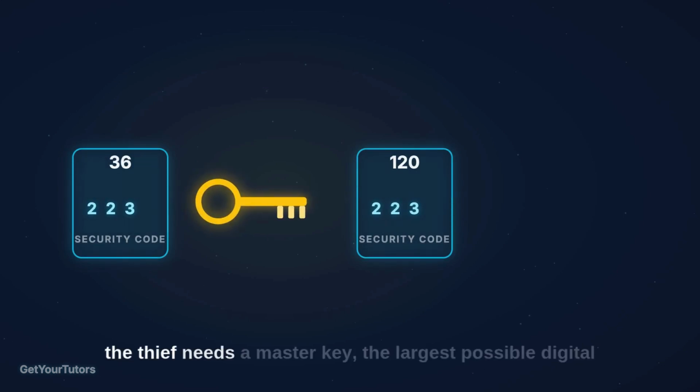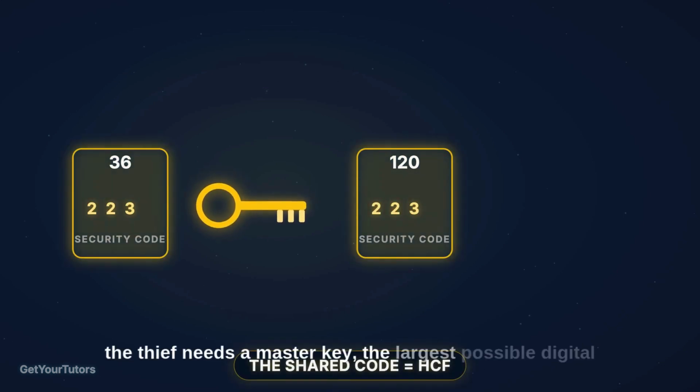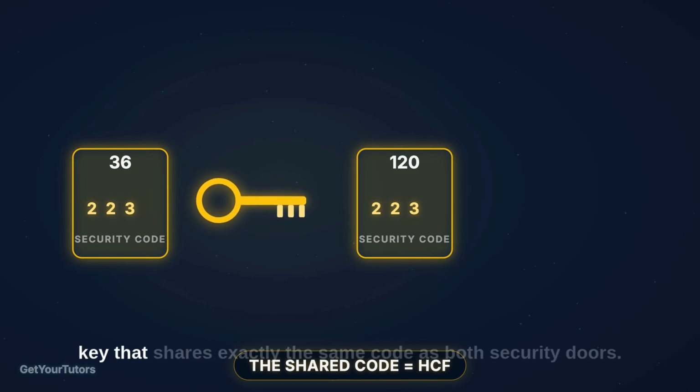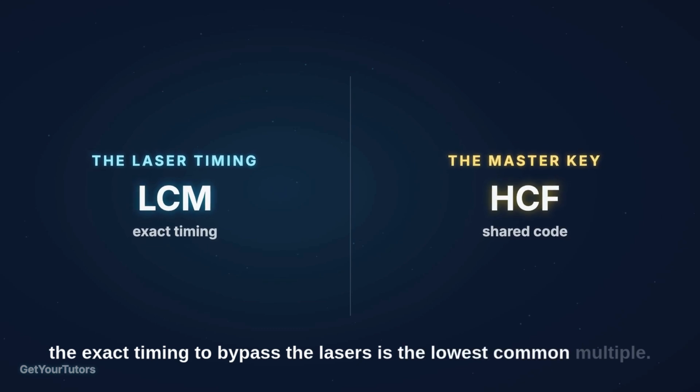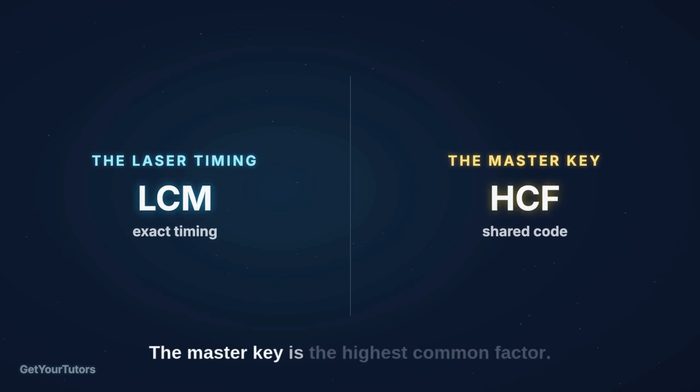Alternatively, the thief needs a master key, the largest possible digital key that shares exactly the same code as both security doors. In mathematics, the exact timing to bypass the lasers is the lowest common multiple. The master key is the highest common factor.